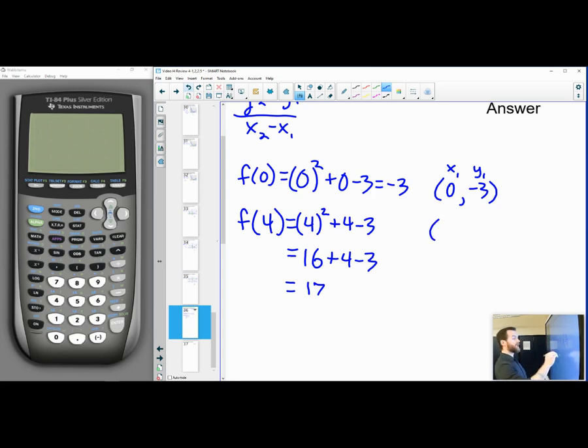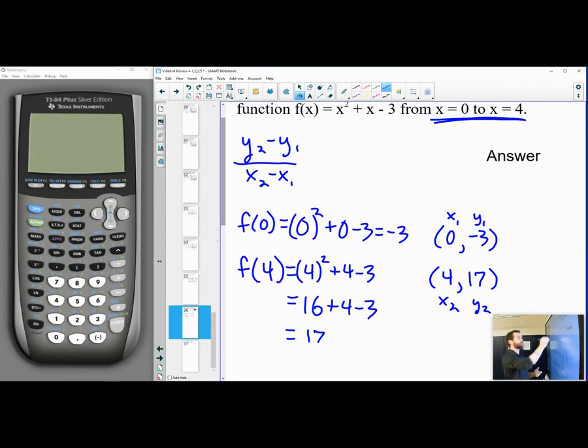So at this point, the x value was 4. That's what we plugged in, and what we got out was a 17. I'm going to make that our x2 and our y2. Now all we have to do is take that and plug it into the slope formula.